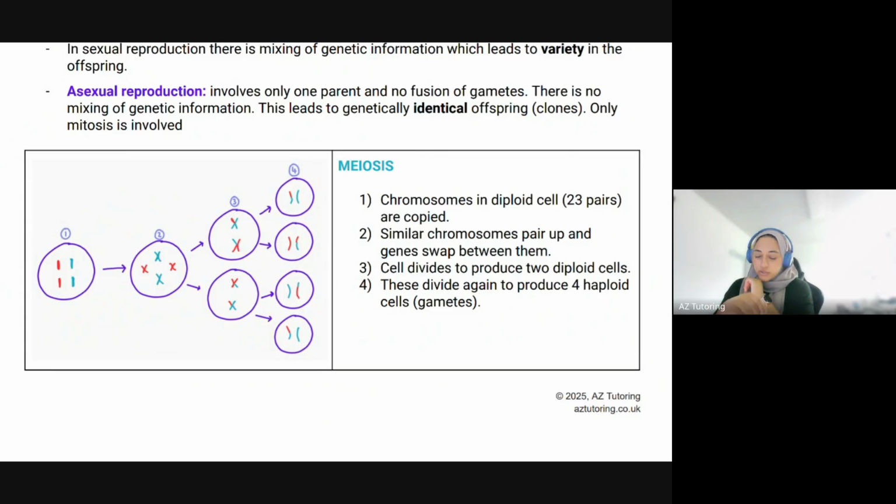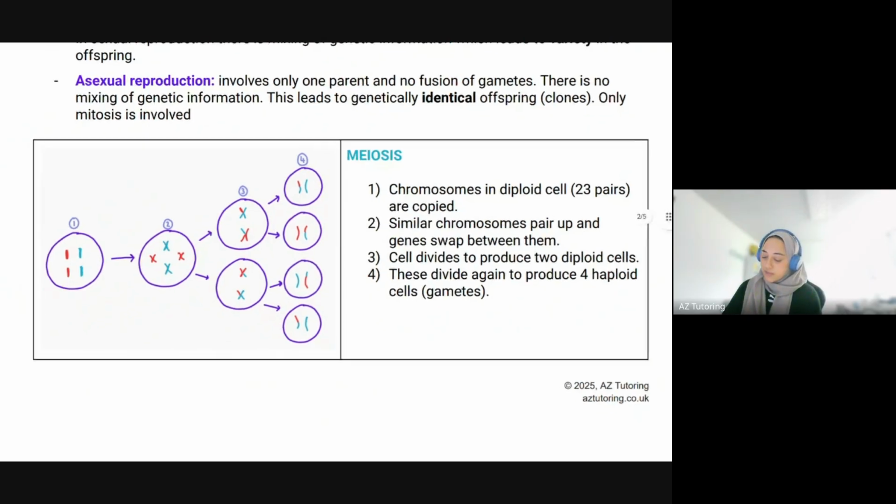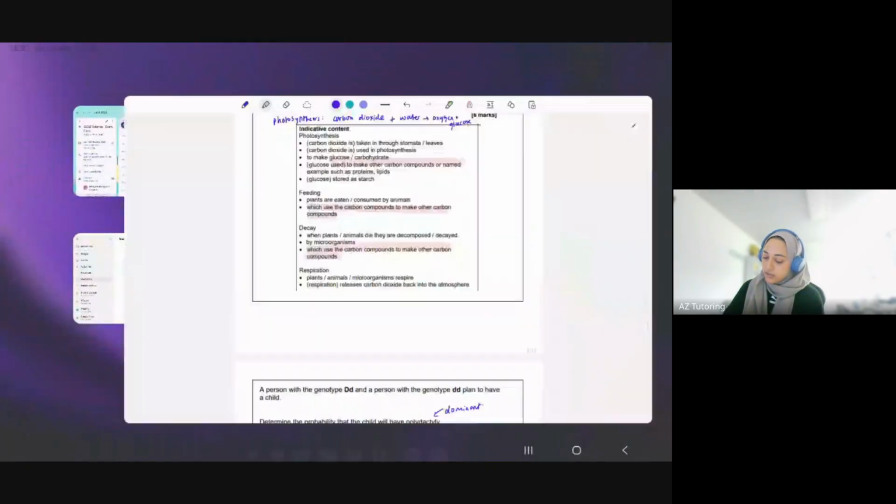So after part 2, when all the similar chromosomes have paired up and the genes have all swapped, the first divide happens. So at this first divide, we've got 2 diploid cells. So remember, each of them have 23 pairs of chromosomes, so 46. But we don't want 46, we need half the amount. So we do a further divide again. So one cell becomes 4 different cells, but each of these have 23, so they have half the amount of chromosomes. And that's because they're gametes. So the eggs in females or sperms in males. So let me just write that down here.